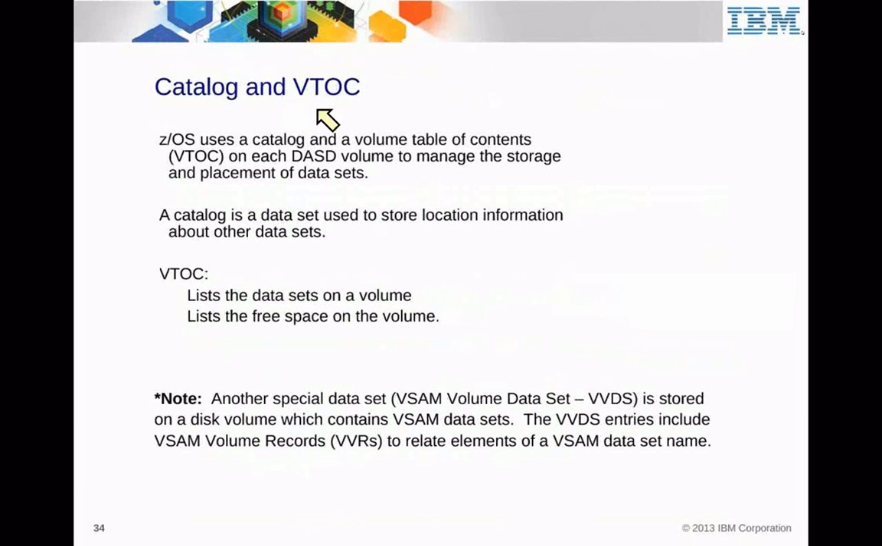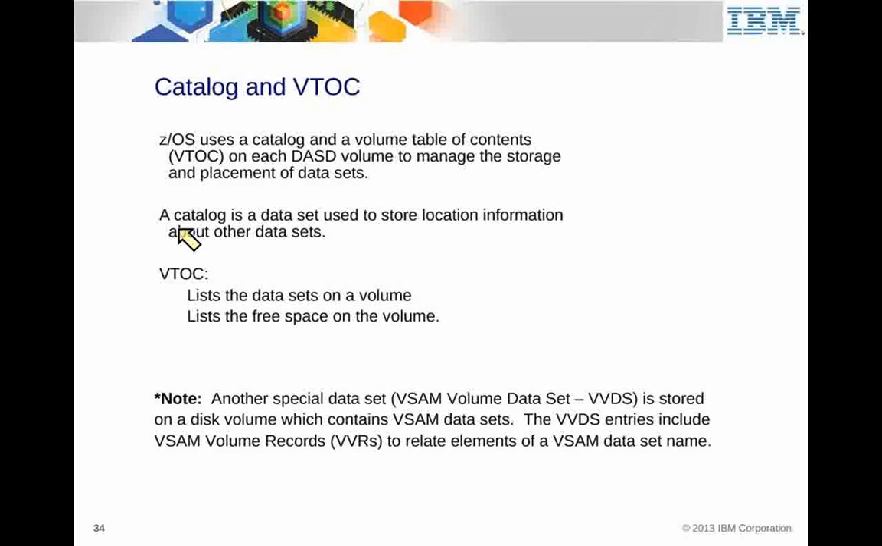One thing I want to point out, every disk has a VTOC. Every volume, disk volume, has a VTOC. VTOC stands for Volume Table of Contents. So what happens is, if you go to that disk label, the disk label goes to the VTOC. And the VTOC, kind of like the Windows NTFS or FAT table, says, I physically know where that data set begins and where it ends. So the VTOC is taking care of the physical placement of the data on disk.